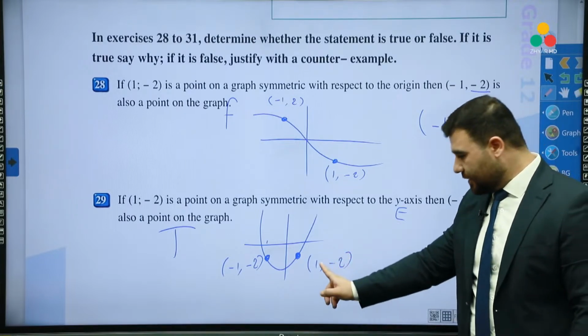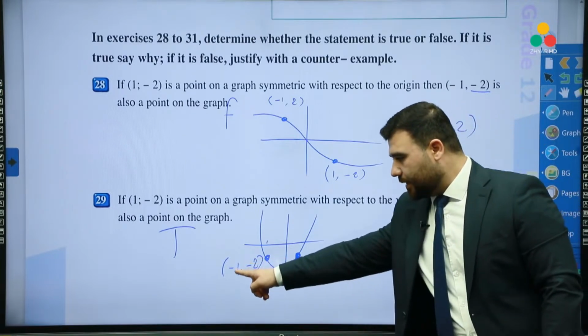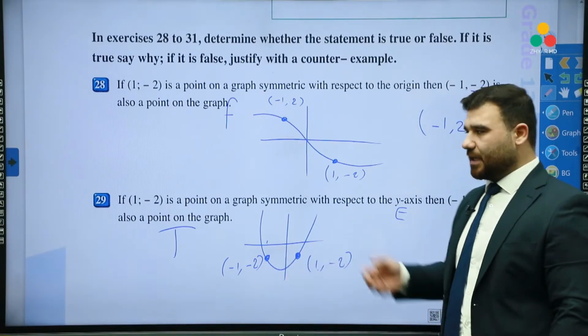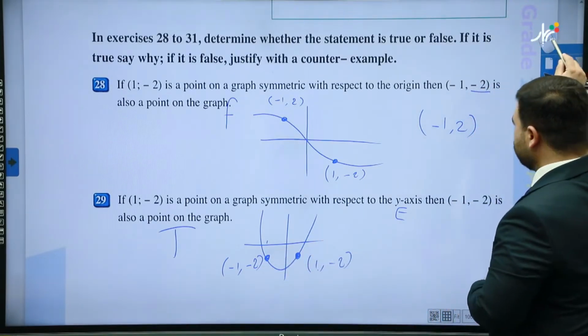In even functions, only the sign of x changes. The y doesn't change. This x is positive 1. The other x should be negative 1. Y should be the same for both of them. This is how even functions work.